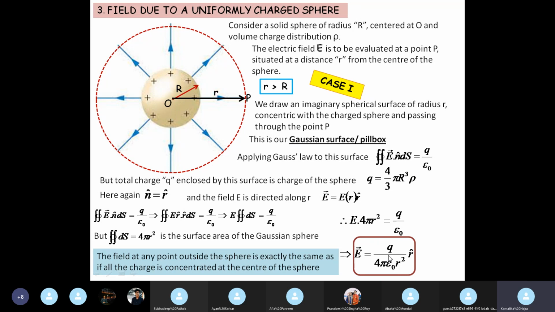Okay, so this is a consequence of the spherical symmetry. And this happens only when you are calculating the field outside the sphere. When you are calculating the field outside the sphere, it seems as if the entire charge is concentrated at the center of the sphere.